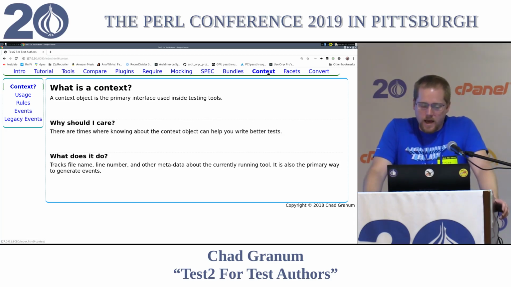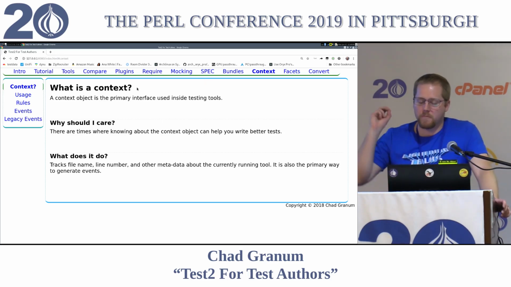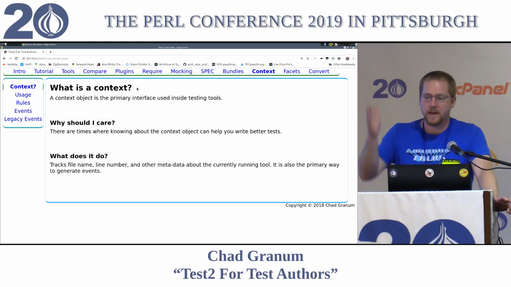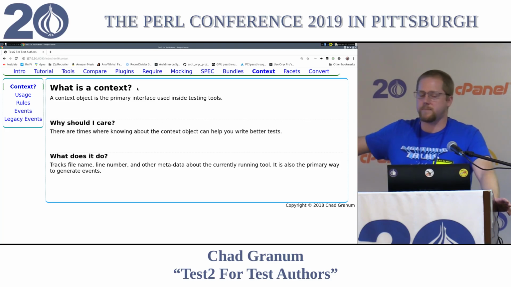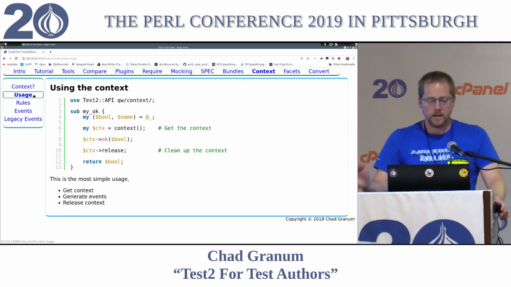Context is the Test2 solution to this problem. Basically, whenever you are writing a Test2 tool, such as ok, you will pull out a context object which will mark, hey, I'm the top level, so any diagnostic should be reported just above me. Then you can nest functions as deep as you want, and it'll always know exactly where it should actually report the errors. So here's a usage.